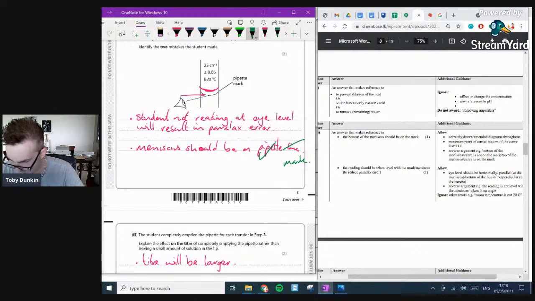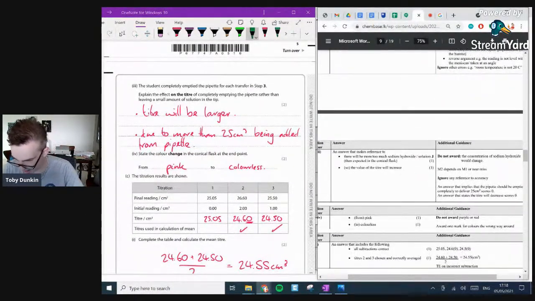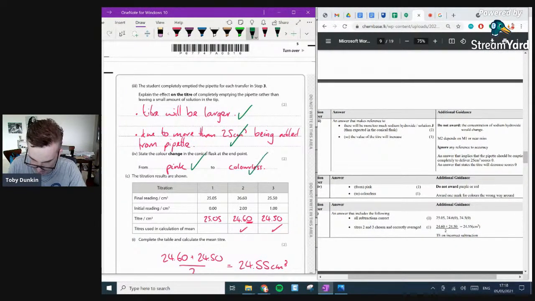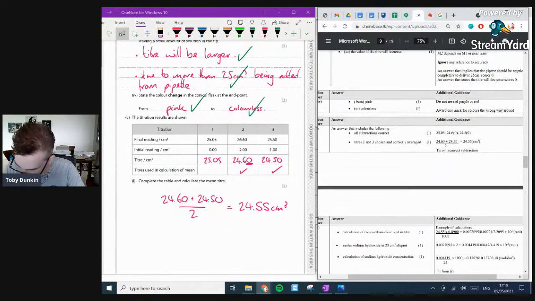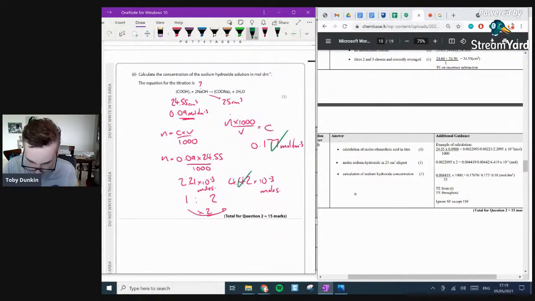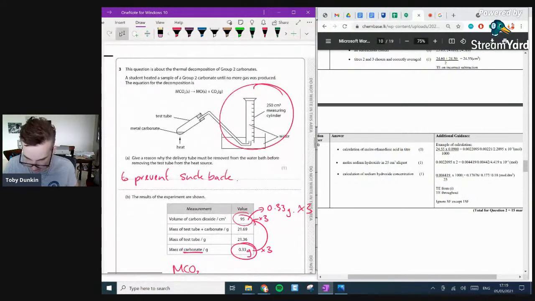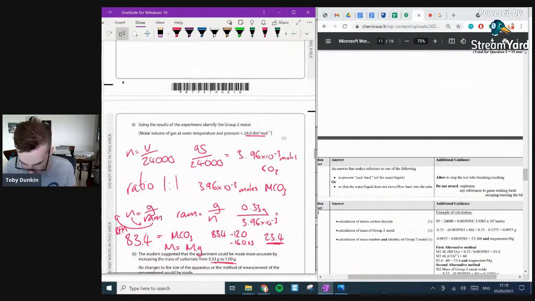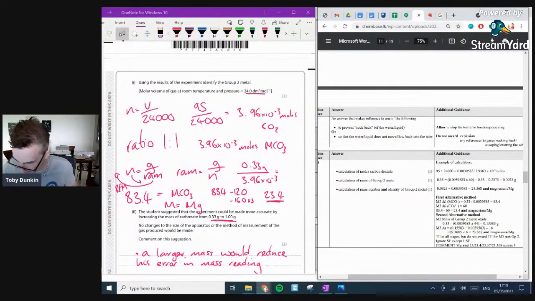The next thing is to reduce error: the reading should be taken level with the meniscus to reduce parallax errors. Done. Next, the titre will be larger. There will be more sodium hydroxide needed. The value of the titre will increase due to more than 25 cm3 being added from the pipette. Give it. Pink to colorless. I'll take it. Work out your titres and work out the average. Tick, and tick, I'll take it. Next, give me my concentration. 0.177, winner. Moles, ratio, everything, winner. Take it, take it, take it. To prevent suckback. Nice, haven't seen that in a while. I was umming and ahhing. 83, what?